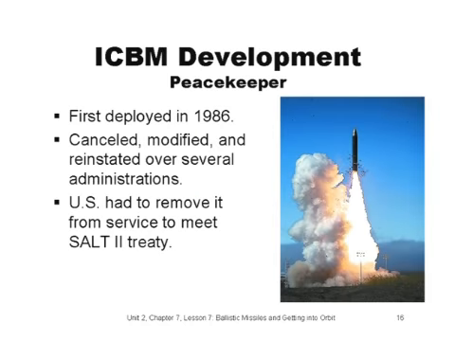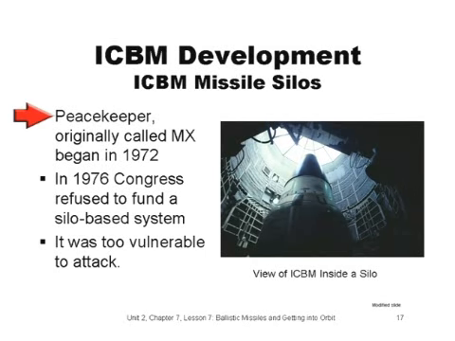This photo shows the Peacekeeper ICBM, which was first deployed in 1986. The Peacekeeper was developed to replace the Minuteman and to prevent hostile action against the United States. The Peacekeeper has an interesting history of being funded, canceled, modified, and reinstated over several presidential administrations. But ultimately, in 2004, the Peacekeeper was removed from service to meet the unratified Strategic Arms Limitation Talks, or SALT II agreement. Design work on Peacekeeper, originally called MX, began in 1972.